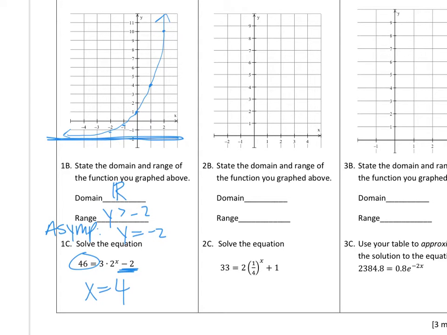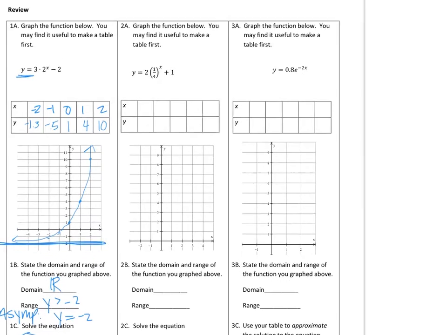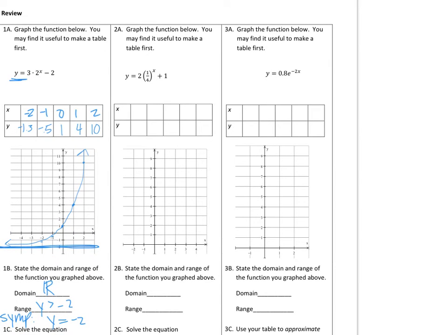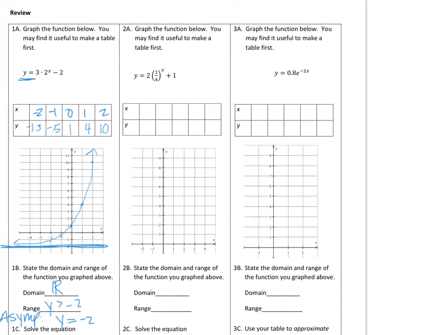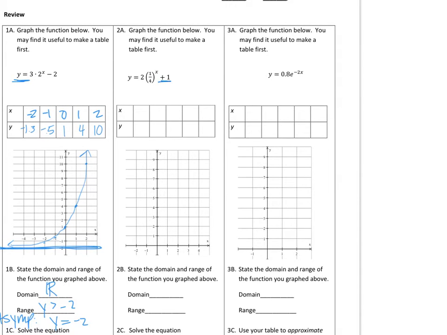So let's take a look at the next one. We've got 2 times 1/4 to the x power. And I like how they did that with the parentheses around the fraction. Just once again, make sure to get out of the exponent before you do the +1.